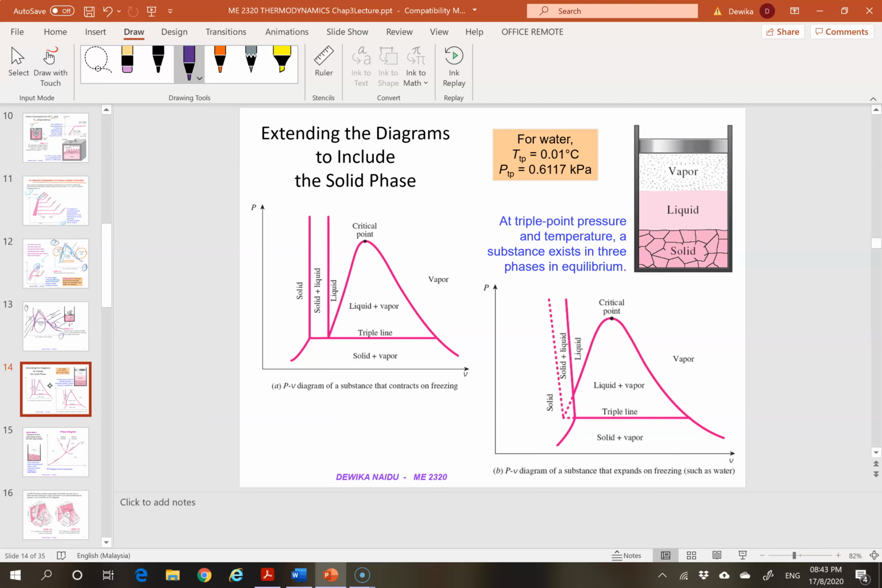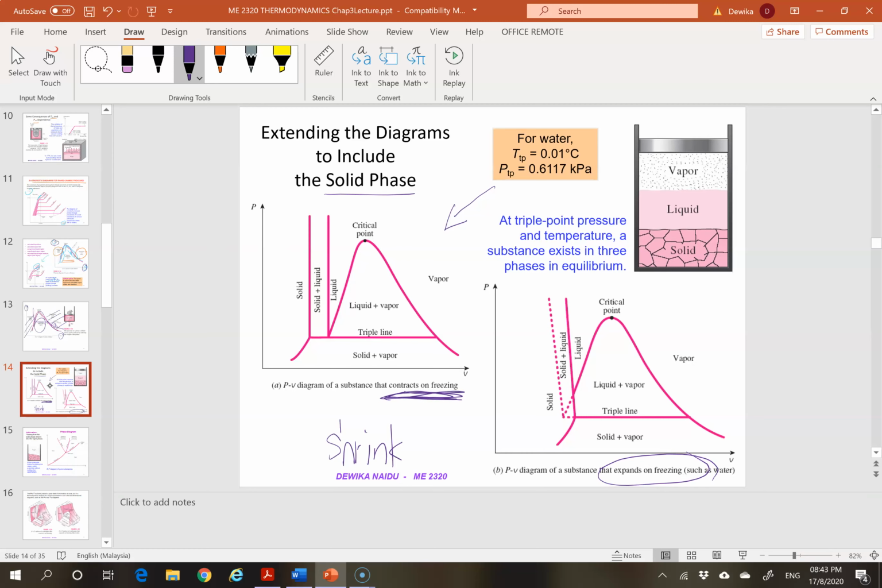Okay. So, let's now move on to some diagrams of PV where you're including the solid phase. Now God is great. What God has done is that solids will actually contract when it's cold. What I meant is, when it's freezing, most of the materials on earth will contract, become smaller, shrink, except for water. Water expands when it freezes. The reason being that God wants aquatic life to still survive when you have freezing activity up here. So ice actually floats on the water.